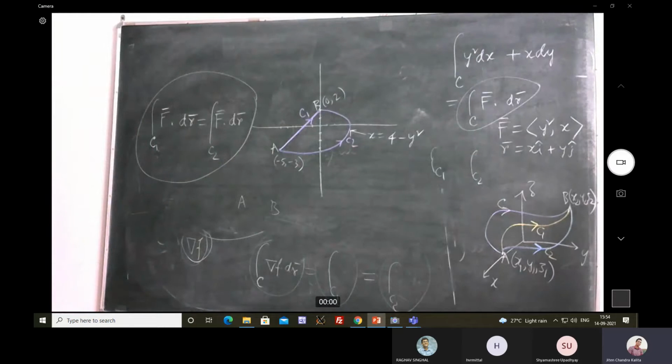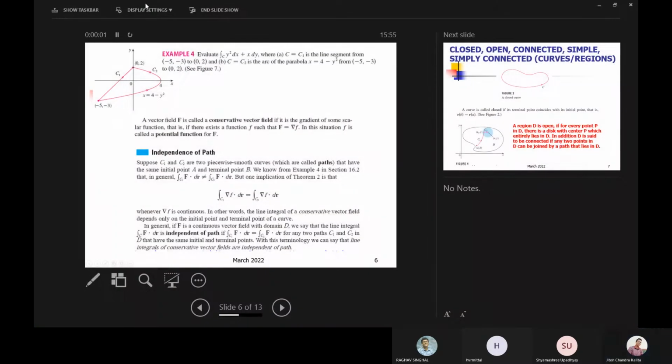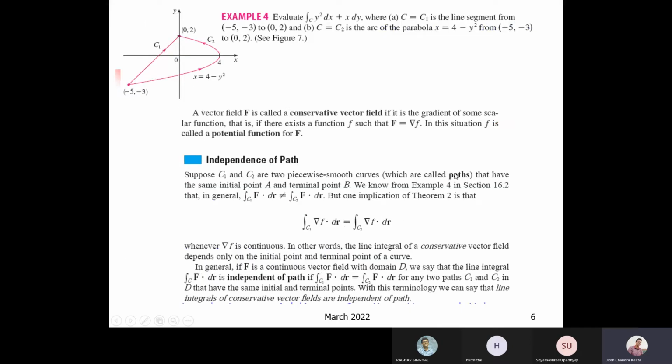Fine. So now let me just run through my slides a bit. So this was the example that we had taken, example 4, and we know from example 4 that in general this does not happen: the integral over C1 of F dot dr is not equal to the integral over C2 of F dot dr. But one implication of Theorem 2, which is nothing but the fundamental theorem of line integrals, says that if you take the integral of grad f dot dr along any path joining two points, then they become equal. So in other words, the line integral of a conservative vector field depends only on the initial point and the terminal point of a curve, because I have already defined a conservative vector field.